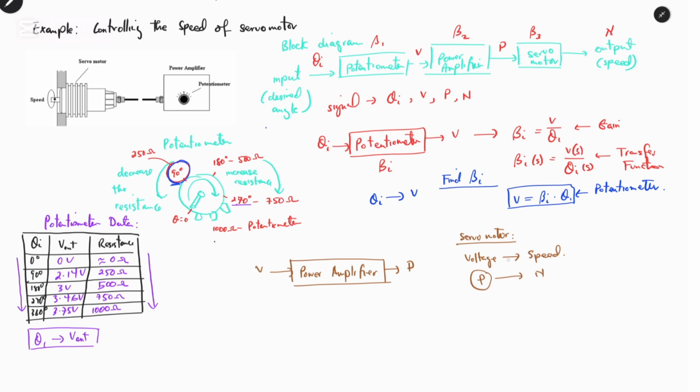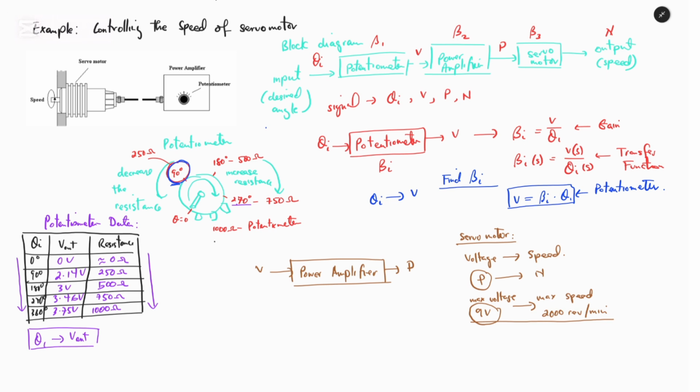So for example, we have the servo motor, which has a max speed of 2000 revolutions per minute. And to achieve this max speed, we should have the max voltage. Suppose that we need 9 volts to achieve 2000 revolutions per minute. So that means the maximum voltage of the servo motor will be 9 volts. So we have to have the maximum voltage output, which is 9 volts from the power amplifier, in order for the servo motor to run at the maximum speed.